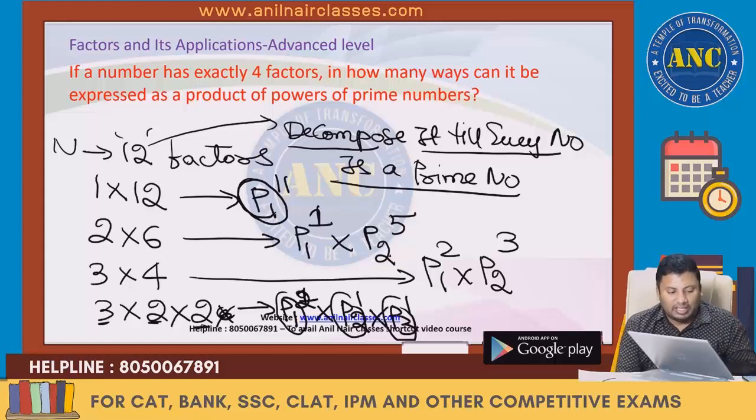3 into 4: the answer is 3, power should be 2. The answer is 4, power should be 3. 3 into 2 into 2: 3, the power will be 2. 2, the power will be 1. 2, the power will be 1.